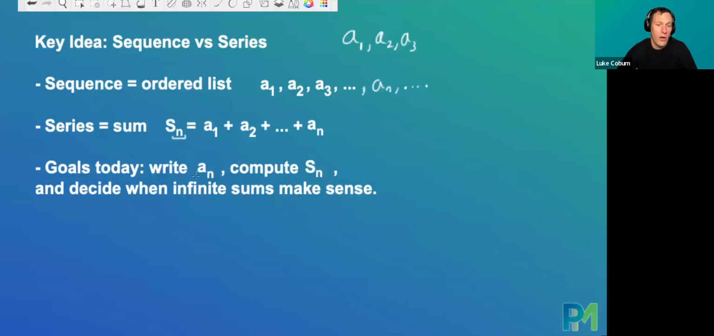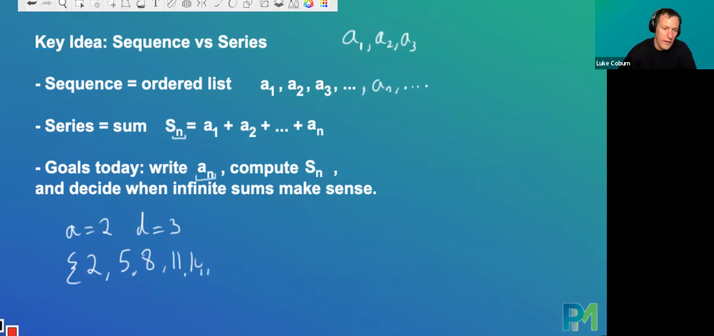And what we want to be able to do is write down an expression for An. So if I gave you an arithmetic sequence which has a first number of 2 and a common difference of 3, then I can start writing out the sequence. The first number is 2. Add 3 onto the 2, I get a 5, and I get an 8, and an 11, and a 14. This is A1, A2, A3, A4, A5, and so on.